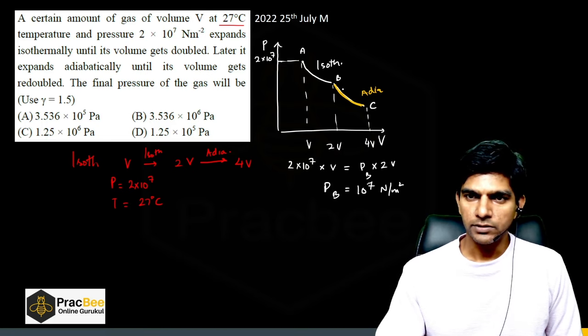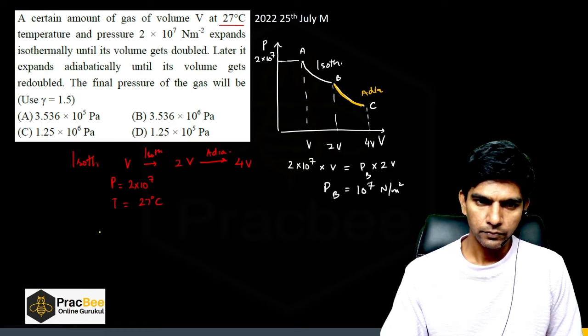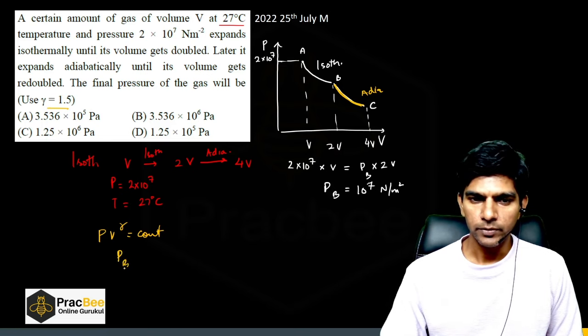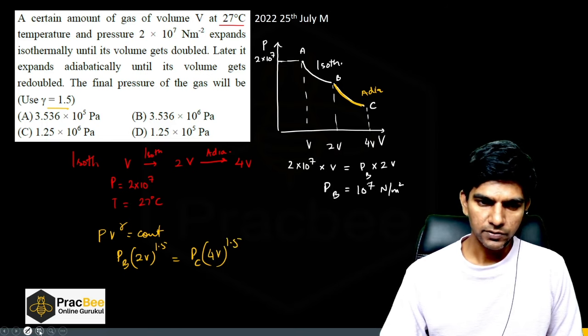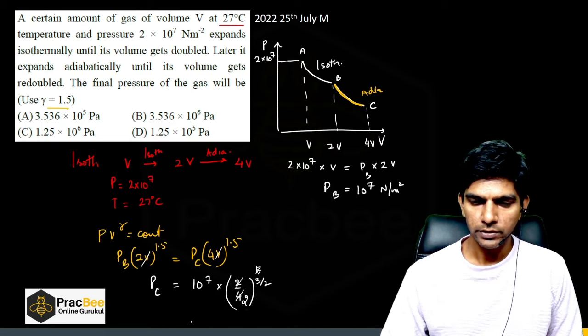Okay, so since from B to C we have an adiabatic process, in an adiabatic process we know that PV raised to power gamma is constant, and gamma value is given as 1.5 in the question. So we can say PB (2V) raised to power 1.5 is equal to PC (4V) raised to power 1.5. Now this V will get eliminated, and PB is 10 raised to power 7. So we can say PC is equal to 10 raised to power 7 times (2 by 4) raised to power 1.5, or you can say 3 by 2, right? So this will become 2 in the denominator.